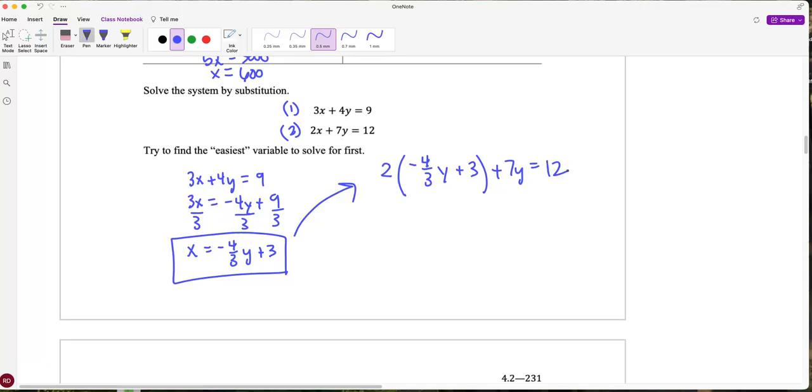So 2 times (negative 4/3 y plus 3) plus 7y equals 12. So this one, fractions are unavoidable. So what do I get? Negative 8/3 y plus 6 plus 7y equals 12. I can move that 6 to the other side, right? And I can write this as what? Negative 8/3 y plus 21/3 y equals 6. Then 21 minus 8, so that's what, 13/3 y.